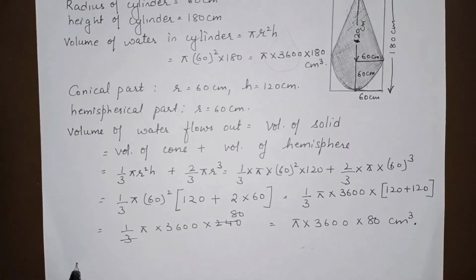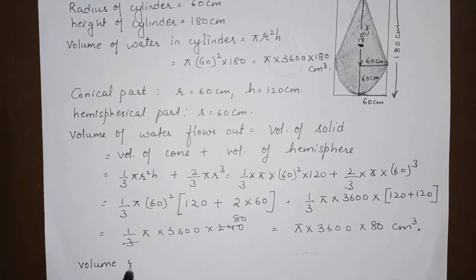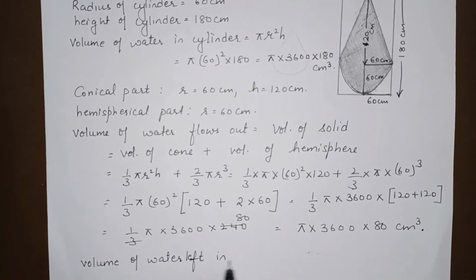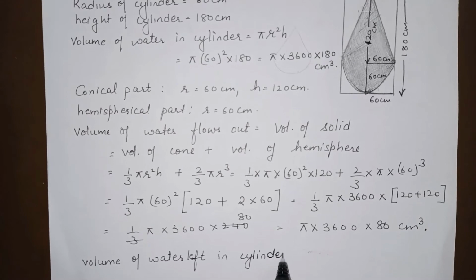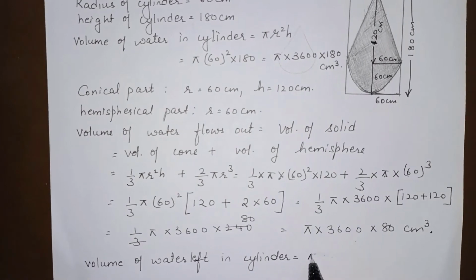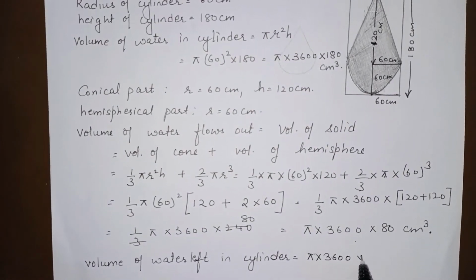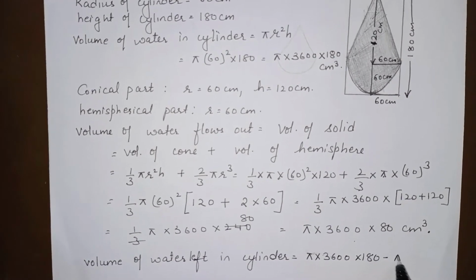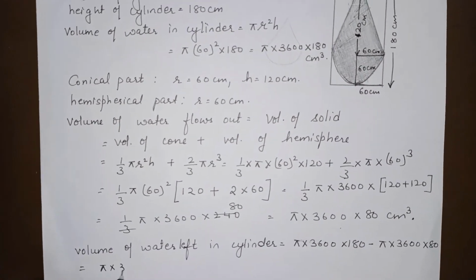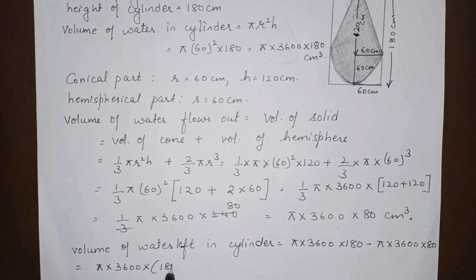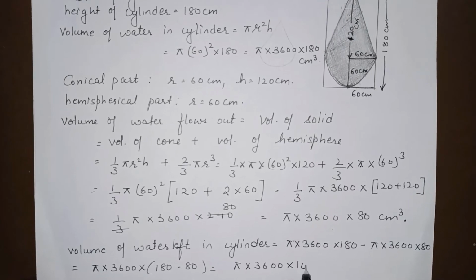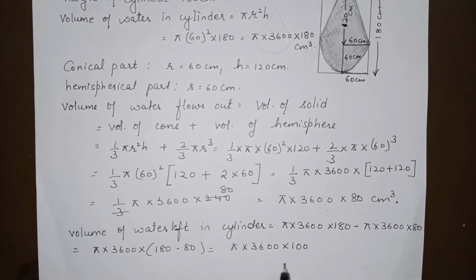Volume of water left in the cylinder will be equal to the volume that was already there minus the volume which flows out. So pi into 3600 into 180 minus pi into 3600 into 80. So pi into 3600 is common. So this will be 180 minus 80. So pi into 3600 into 100. So 180 minus 80 will be 100.